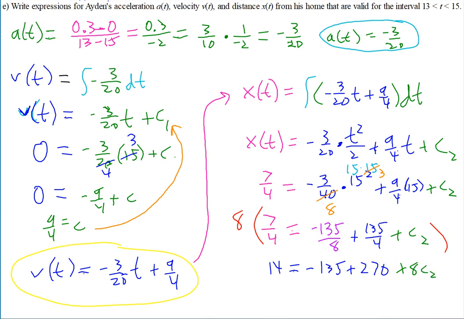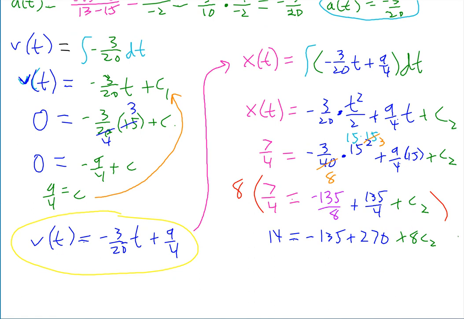And then you can combine those. You get 14 equals 270 minus 135 is 135 plus 8 c sub 2. Subtract the 135, gives you negative 121 equals 8 c sub 2. Divide by 8, so you get c sub 2 is -121 over 8. And then you can just plug that right back in here.